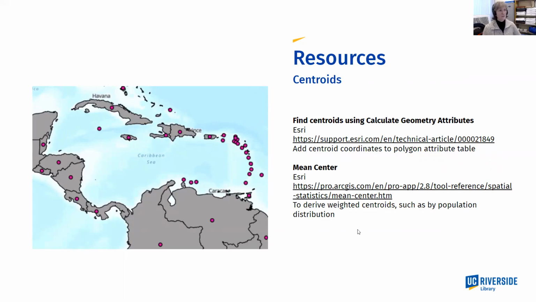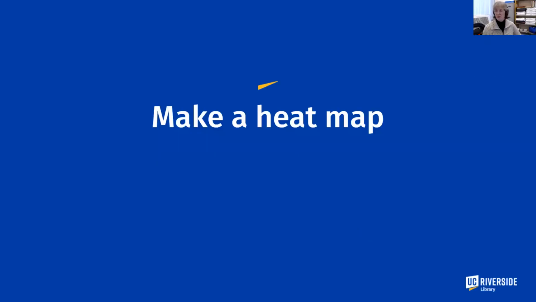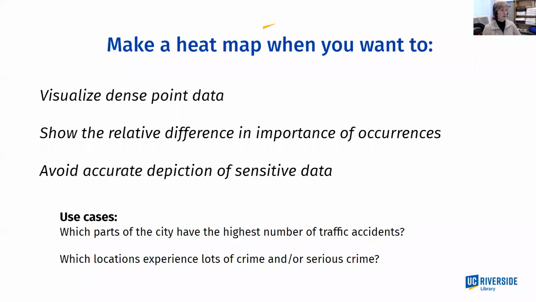Okay, the last thing real quick is to make a heat map. Use it when you want to visualize dense point data, if you want to show the relative difference in importance of occurrences, and there's a use case down at the bottom that talks about that. Or if you want to avoid accurate depiction of sensitive data.